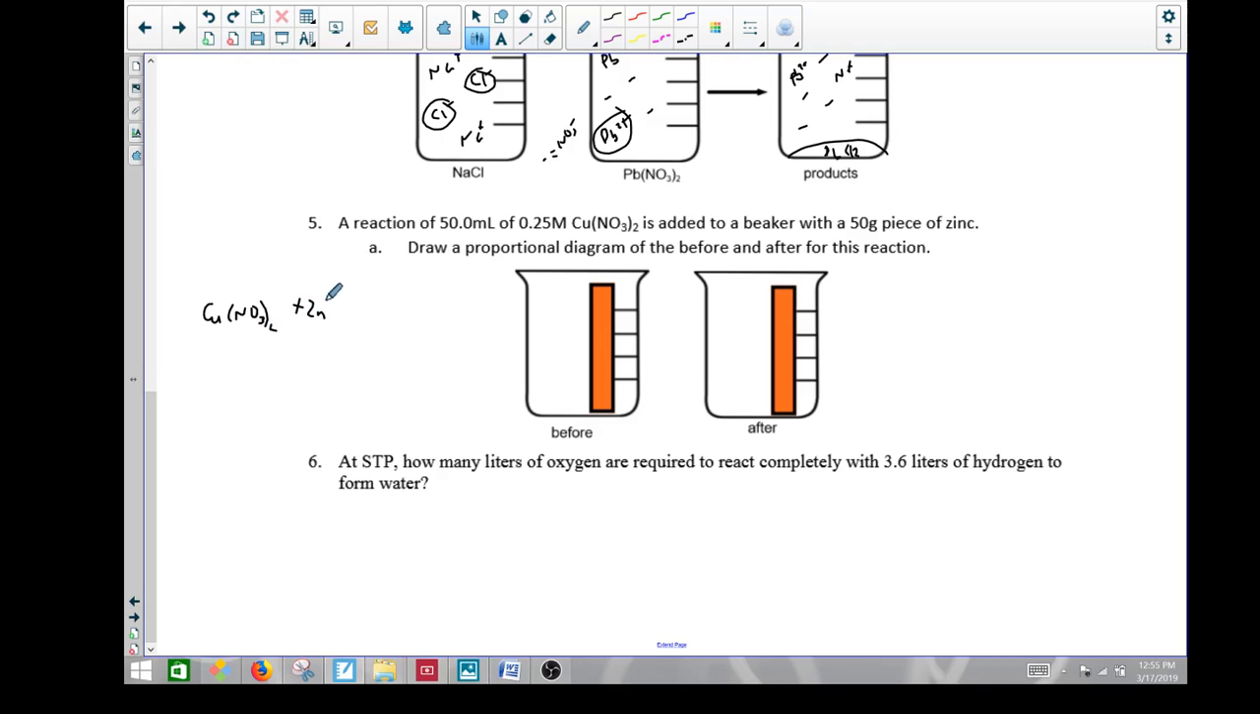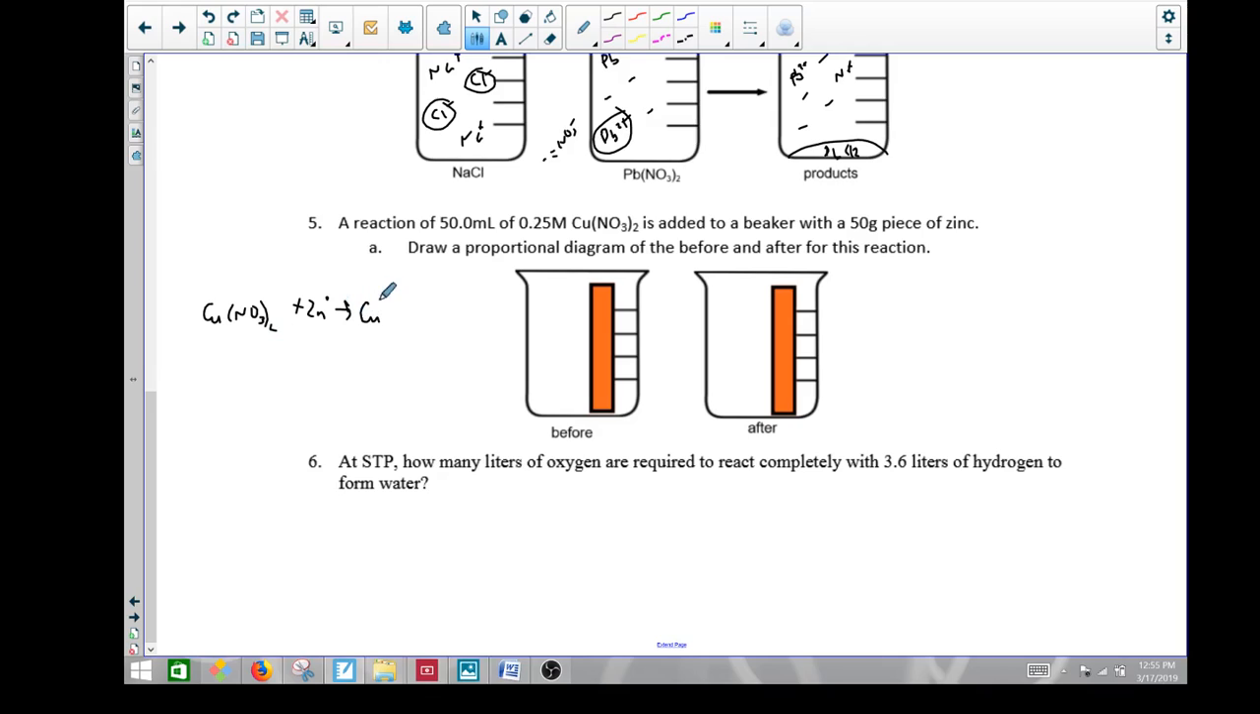Zinc metal. The zinc will exchange with the copper, forming, that's right here, zinc 2 plus. And then we'll have, in this case, let's just back up here a second. So the copper will become copper metal.